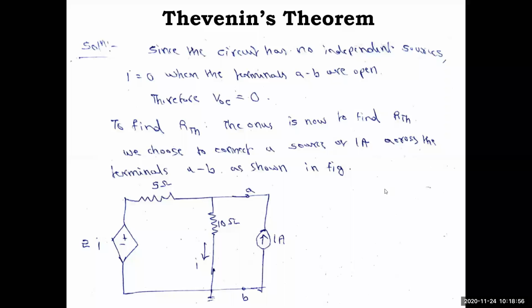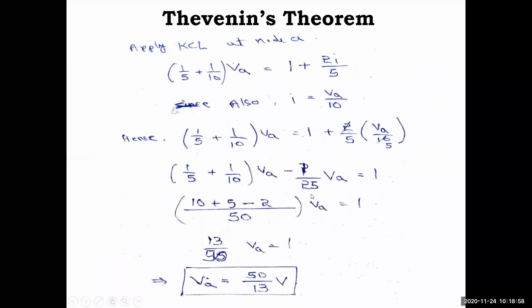Note down whatever I have explained. So we'll apply KCL at node A. Okay, fine. What is there?